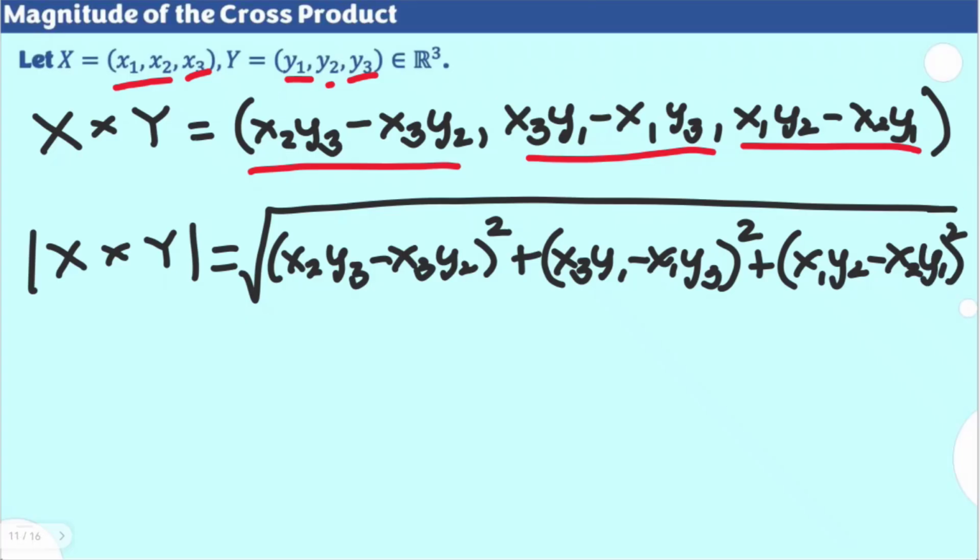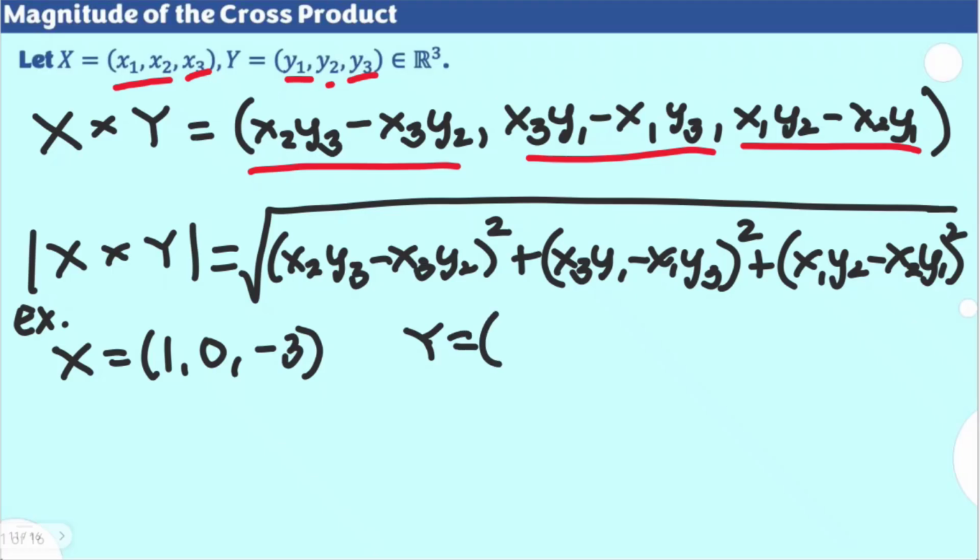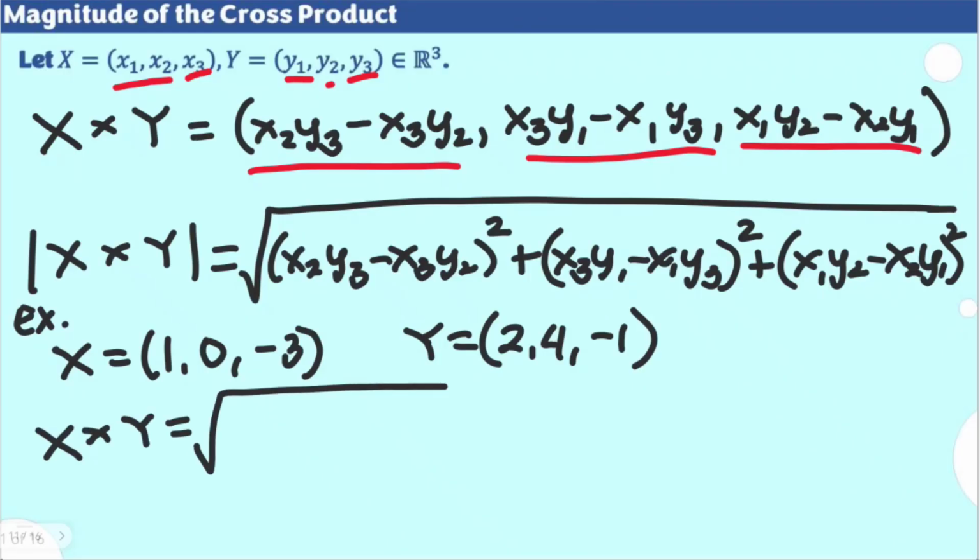Let's illustrate this with the same item that we presented in the previous video. And of course, you can also review that for the verification of the cross product, because this time let's also show the verification of the cross product before solving for the magnitude. So our x in the previous video, as an example, has components 1, 0, negative 3, and our y vector in R3 is 2, 4, and negative 1. Again, the cross product was already presented in the previous video, but allow me to share it here.